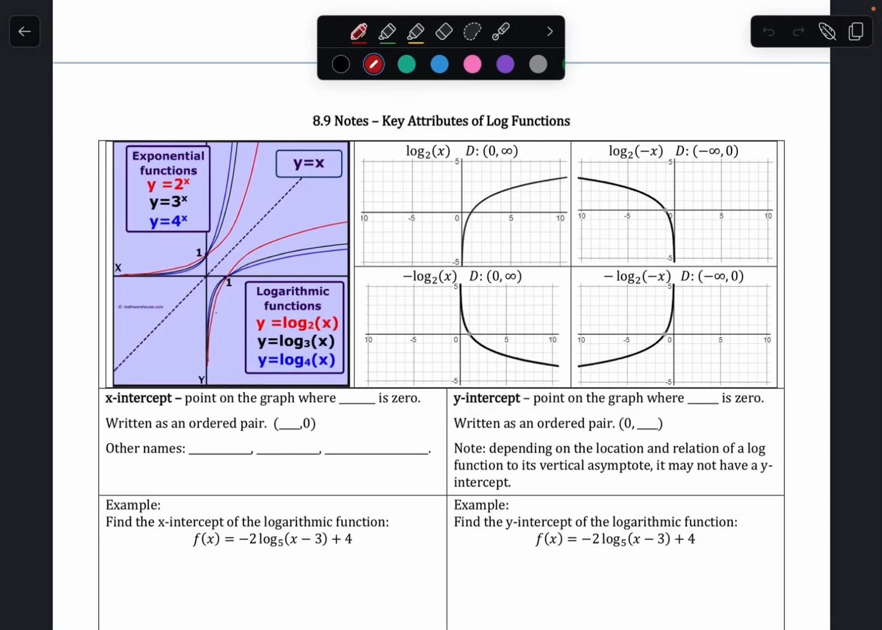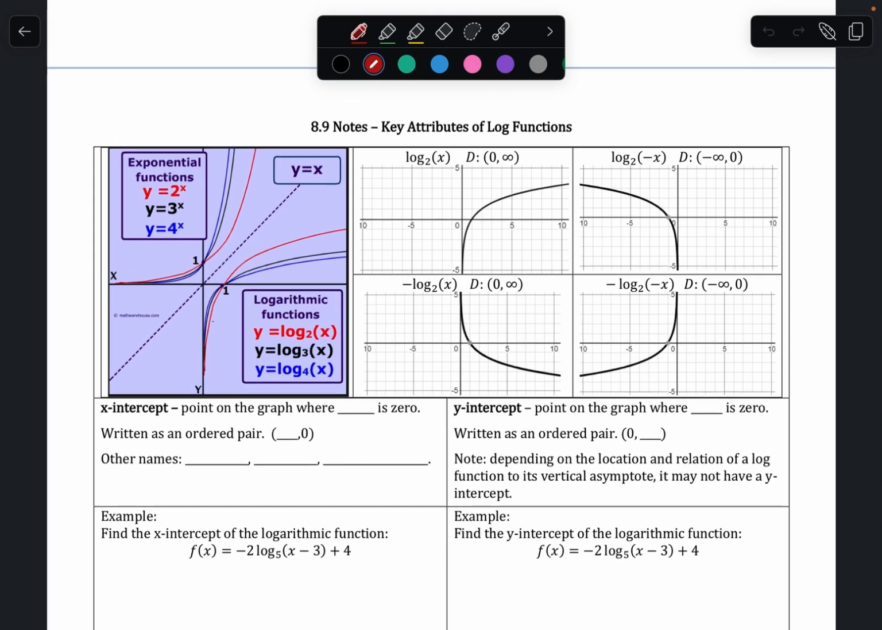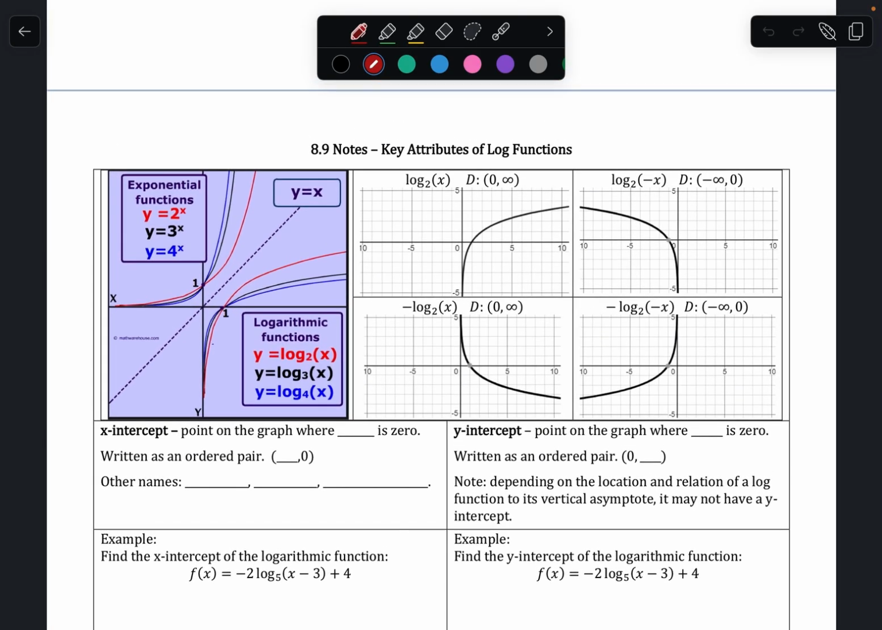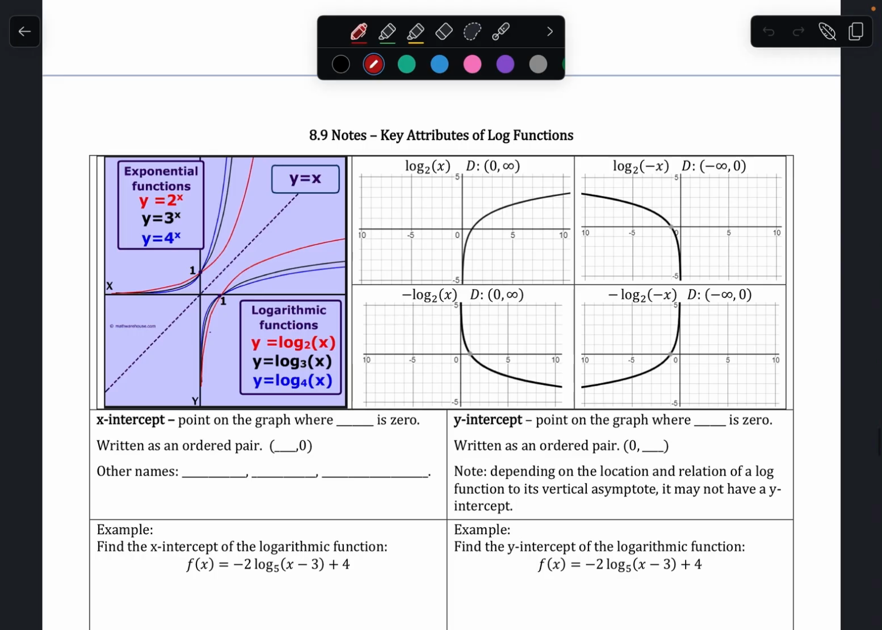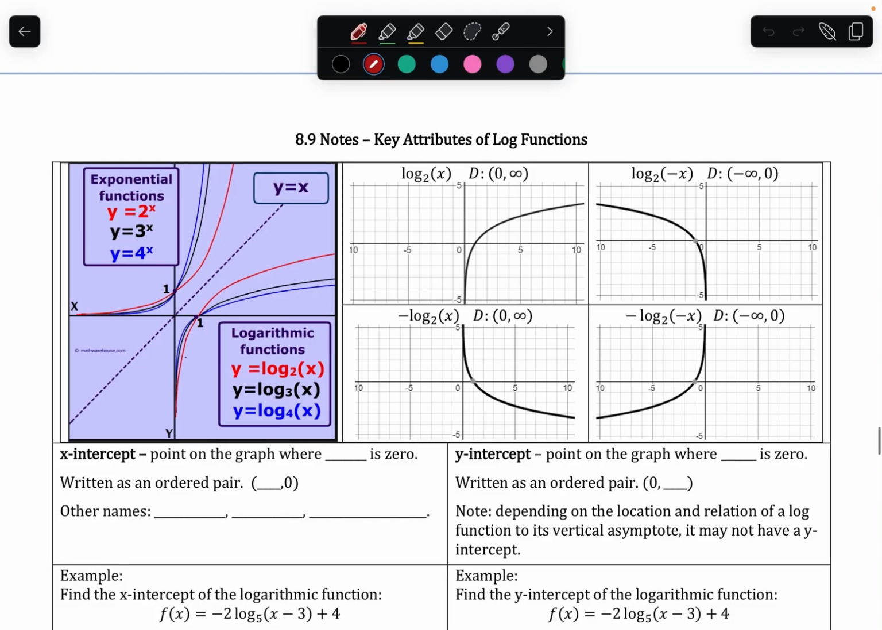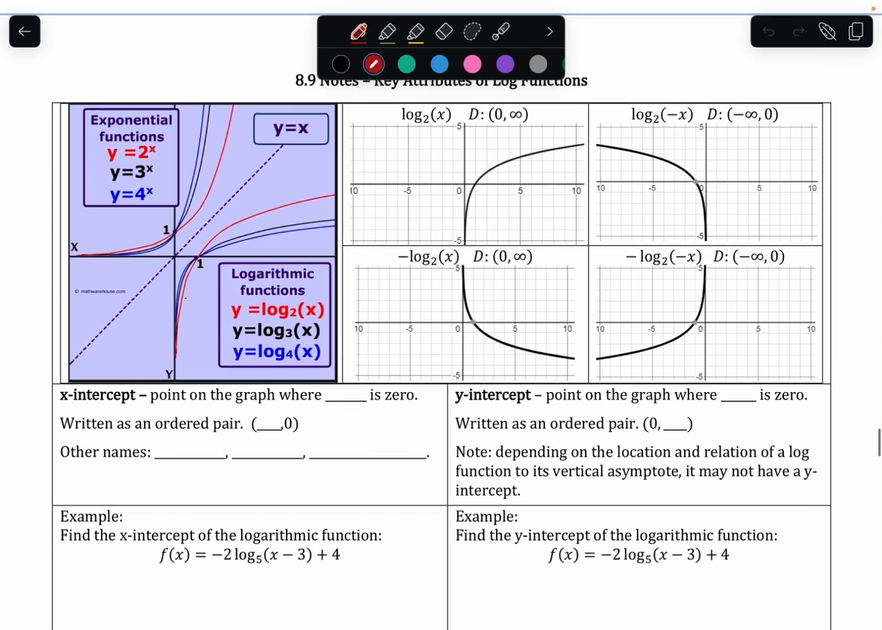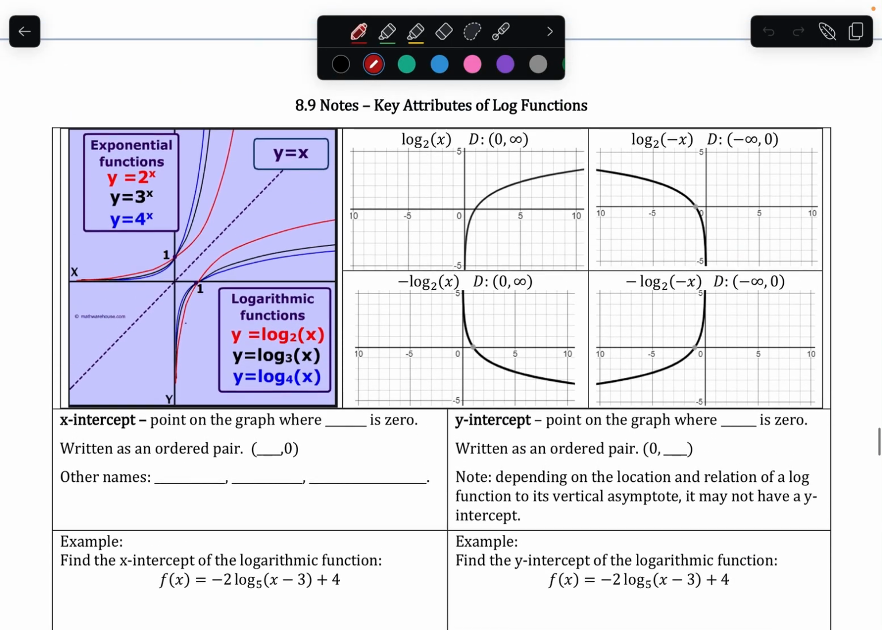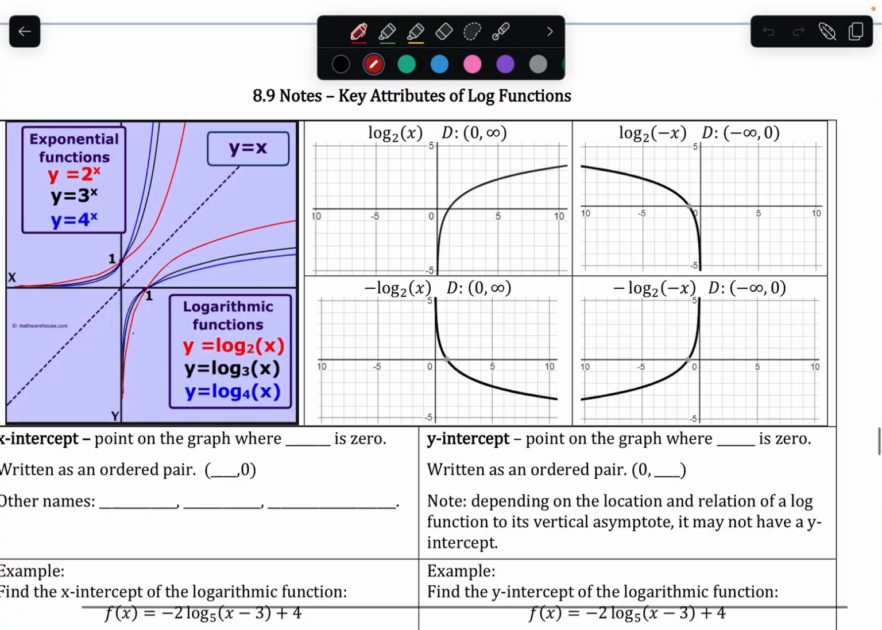All right, in this video, we are talking about key attributes of log functions. And for key attributes, we're referring to the intercepts and max and min on intervals. So when we start finding max and min on intervals, it's going to be helpful to have a sketch of the graph. It's also helpful to have a sketch for intercepts, but for max and min on intervals, we really want to know if it's an increasing or decreasing function.